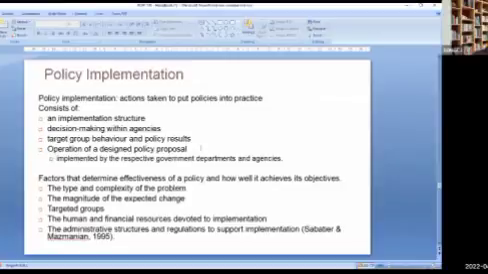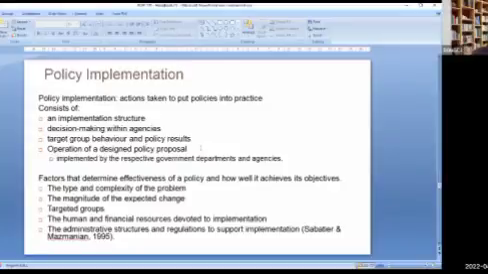How do we get them done properly and timely within allocated resources? It consists of decision making within agencies, target group behavior and policy results, operation of the design policy proposal, implemented by the respective government department and agencies. These are all aspects of policy implementation. Key factors may determine the effectiveness of the policy and how well it can achieve its objectives.